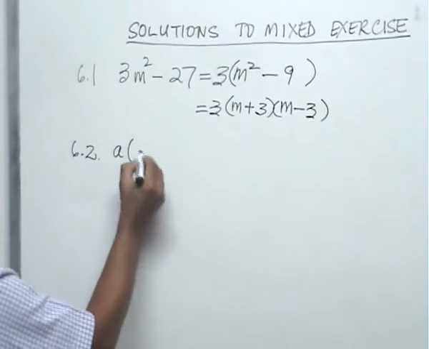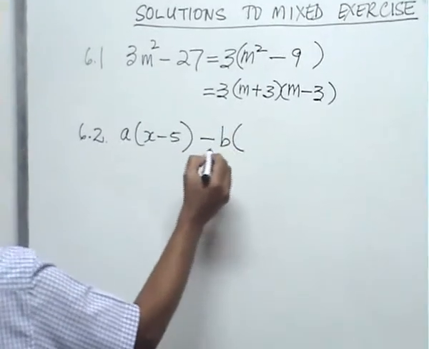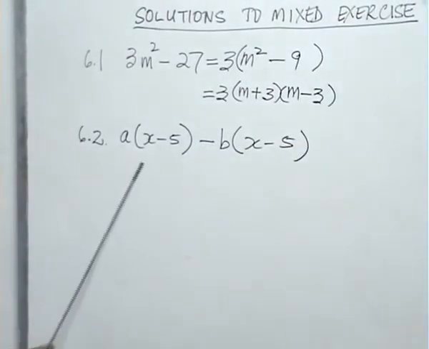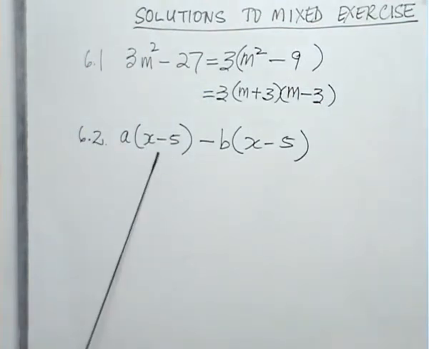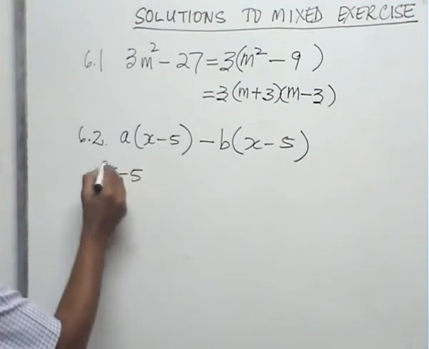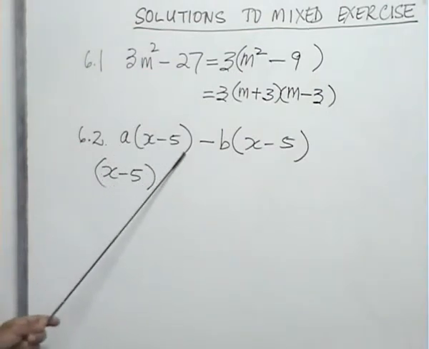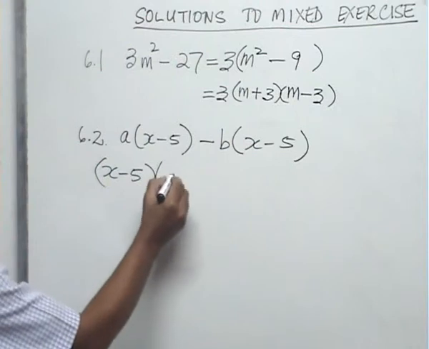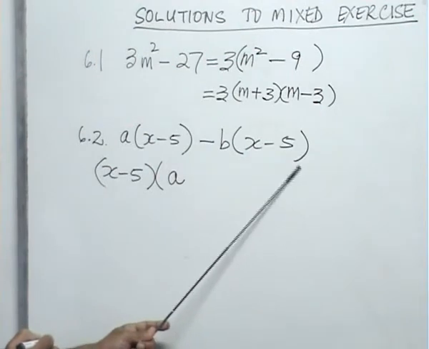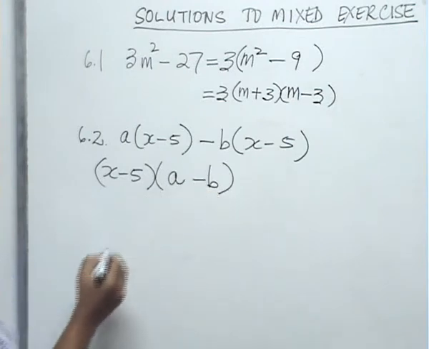6.2, a into x minus 5 minus b into x minus 5. So when we study this example, we'll find that x minus 5 is the common factor. So we write x minus 5 down once, and then we divide that by x minus 5, and we're left with a. We divide that by the common factor, and we're left with minus b.